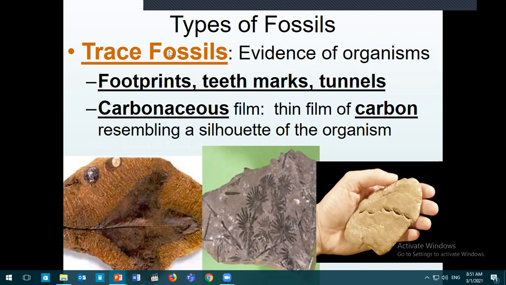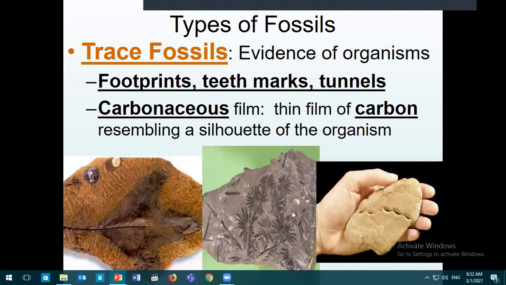We have another example of trace fossils, whatever is left from this organism. For example, these two pictures on the left represent plants. You can see that it's not a real plant, it's actually carbon film. And carbon film is what's left after this organism decomposed completely. We are left with the carbon, and you can see that the carbon takes the shape of the organism itself.